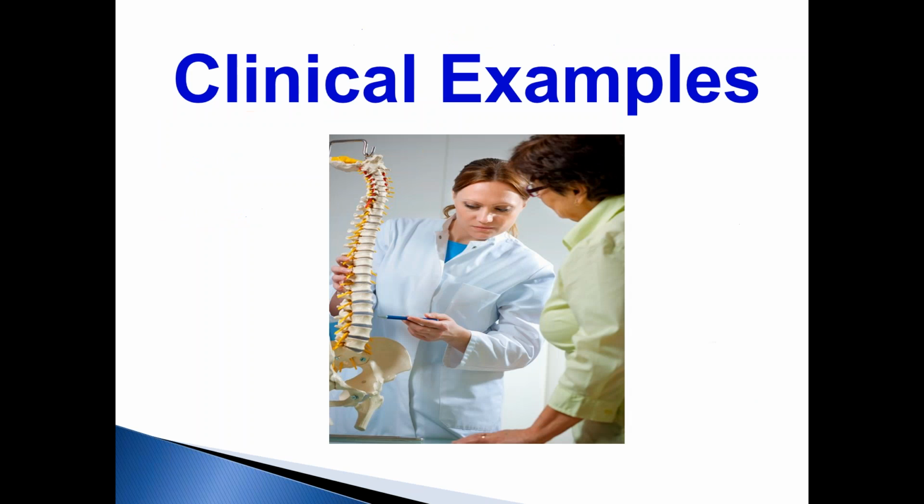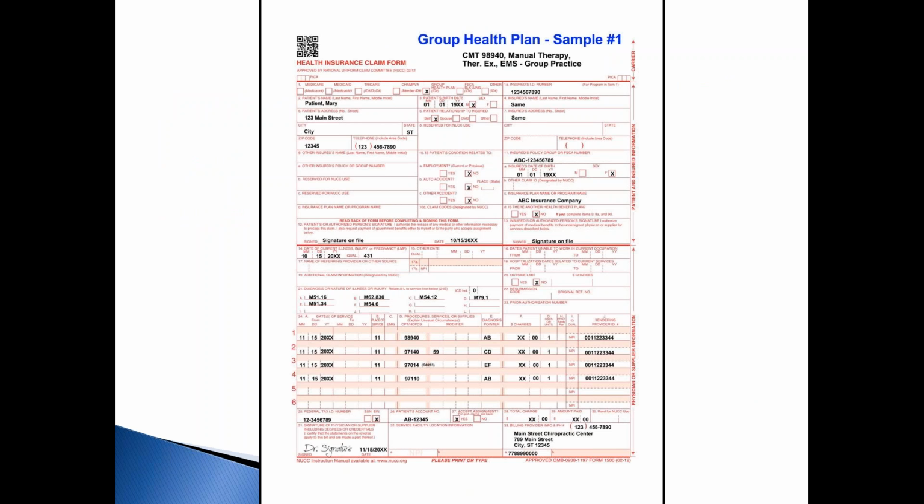All right, now let me give you a few clinical examples on how this works actually for reporting purposes. Here's an example, a group health plan. Mary patient comes in and we have in box 21 the diagnosis codes, and then in box 24D we have the CPT codes. So we want to pair them via the use of pointing.